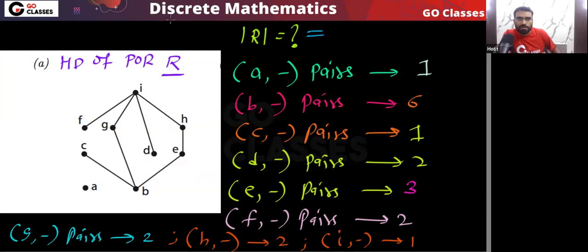Please tell me. Total is 20, right? Okay, so you can see this is your answer. Is this clear? You can just add all of them. That will be your answer. 20 ordered pairs are there in this relation R. The question can ask you how many ordered pairs are there in the relation R. So that will be 20 ordered pairs.